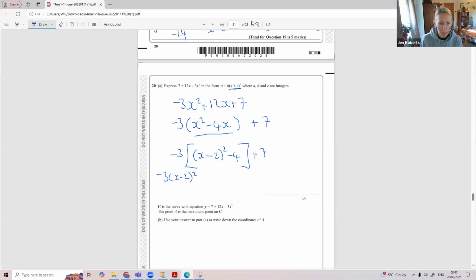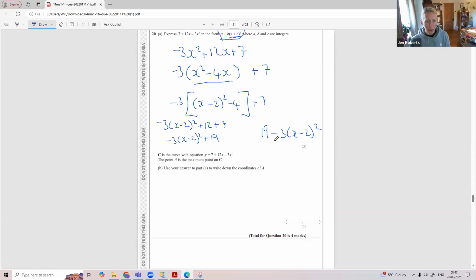Don't forget to multiply this 4 by minus 3. Minus 3 times minus 4 is positive 12. Simplify. 12 plus 7 is 19. But I'm going to need to rearrange it so it's in this form here. So it's 19 minus 3 bracket x minus 2 squared. Right.